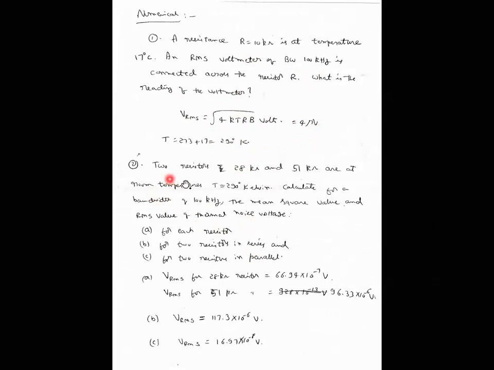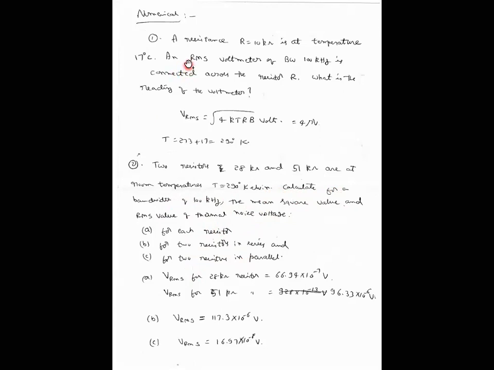Similarly, second problem: two resistors, 28 kilo ohm and 51 kilo ohm, are at room temperature 290 degrees. Room temperature means that even if the temperature value is not given, you can assume it as 290 degrees Kelvin. Calculate, for a bandwidth of 100 Hertz, the mean square value and RMS value of thermal noise voltage for each resistor, for two resistors in series and for two resistors in parallel.